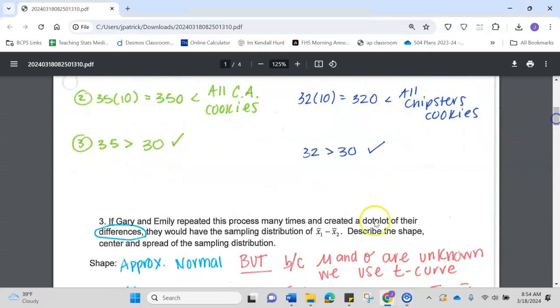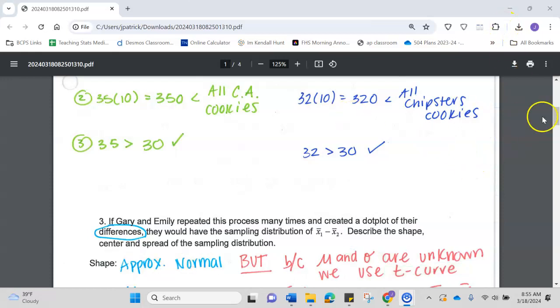So I said it should be approximately normal, but it's really because we're using our sample standard deviation instead of the population standard deviation that we're going to get this t-curve. So we end up with something that's not approximately normal because we have much more variation. The center is just the difference that you came up with at the top of the paper.